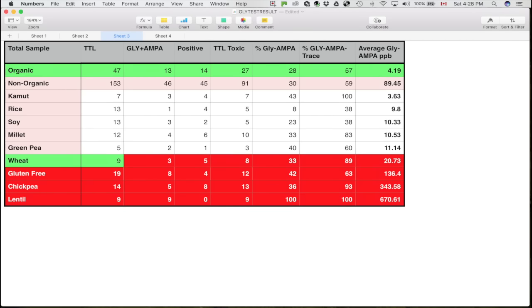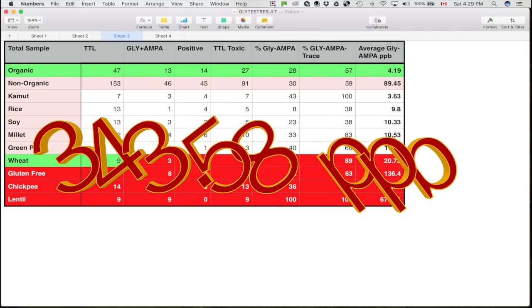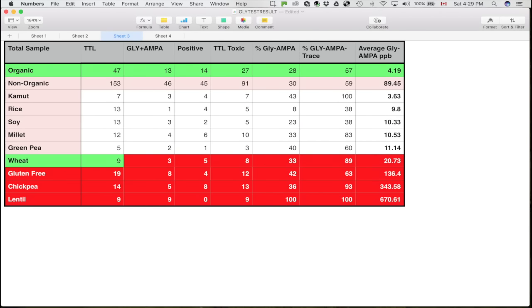Now, chickpea, there are chickpeas that are coming from Asia and other places that are absolutely clean and glyphosate free. But most of the chickpeas that are grown in North America, I don't know why, but I suspect, and I heard from some people, that they are mass produced in industrial size operations, and they are desiccated probably with glyphosate. So they have 343.58 parts per billion glyphosate in average samples of chickpea.